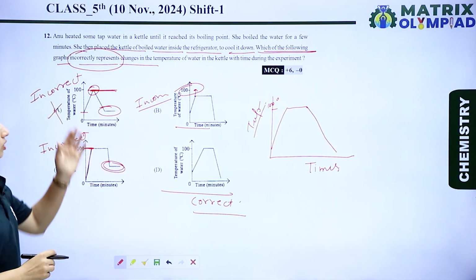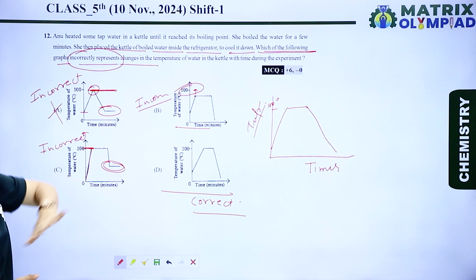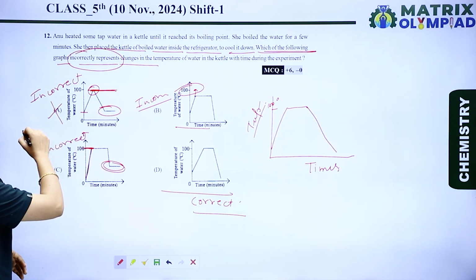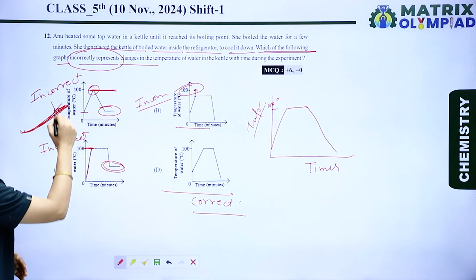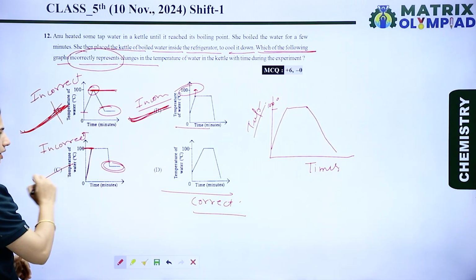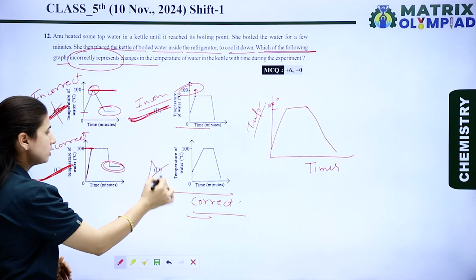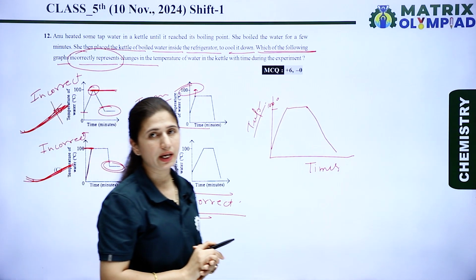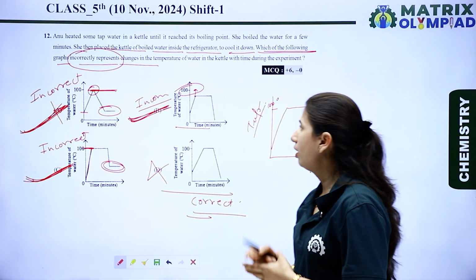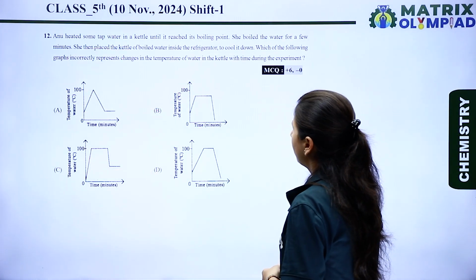So according to the question, we have to find the graph which incorrectly represents. So option A is incorrect, so it is the right option. Option B is also incorrect, it is also right. Option C is incorrect, so it is also right. But option D is correct, so it is the wrong option. So options A, B and C are the right options for this question. Now let's see the next.